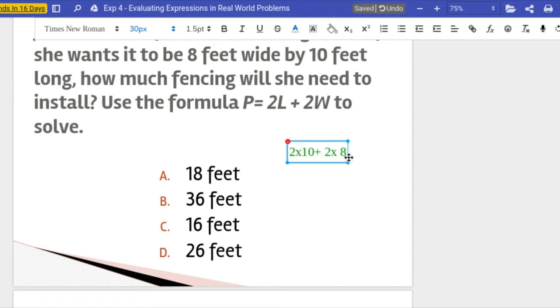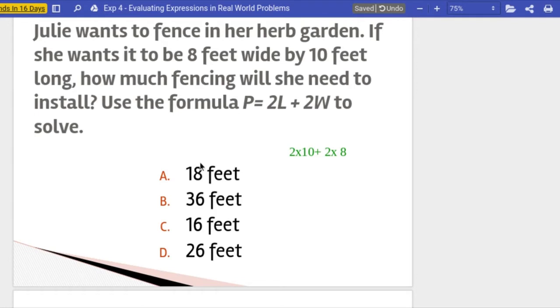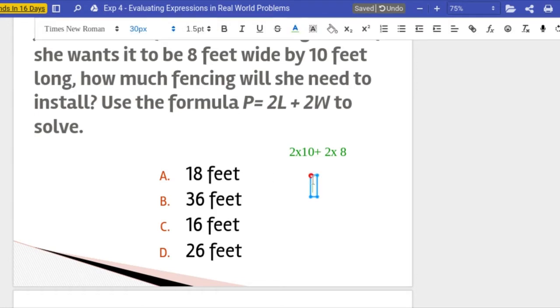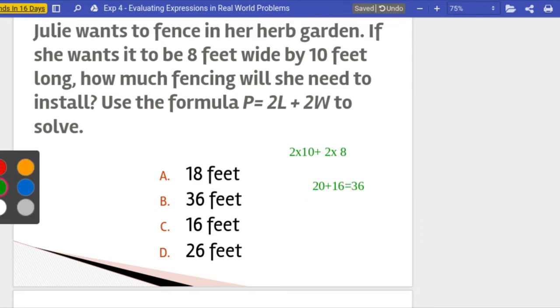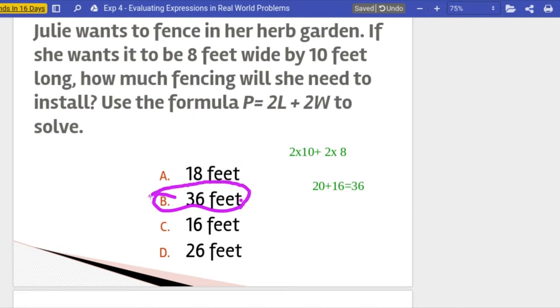to solve that expression. So I have 2 times 10 is 20, plus 2 times 8 is 16, and 20 plus 16 equals 36. So my perimeter is going to be 36 feet. So the correct answer would be B, 36 feet.